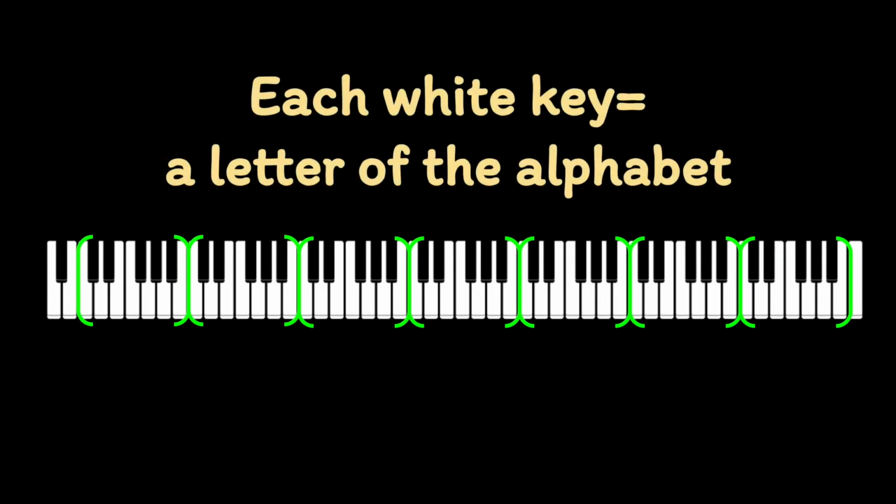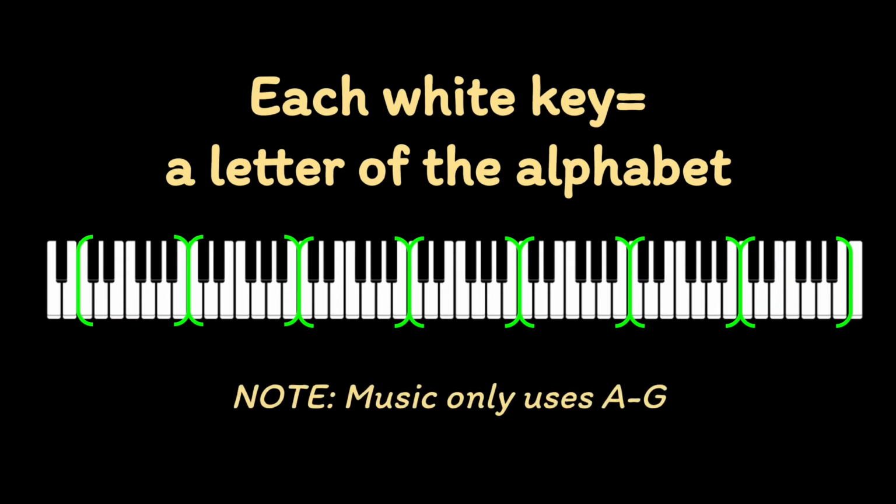If you look at a piano, you may notice a repeating pattern of white and black notes throughout the keyboard. Let's just worry about the white keys for now. In music, each white key corresponds with a letter of the alphabet. However, instead of moving from A to Z, in music, we only utilize A through G. This makes sense because, as you can see, if you label the white keys with their corresponding note names, you're only able to get to G before the pattern restarts.